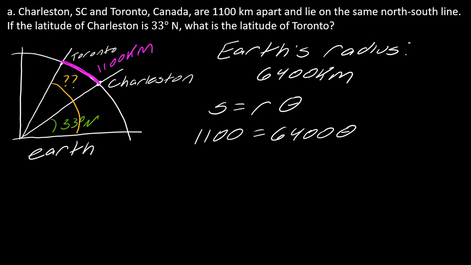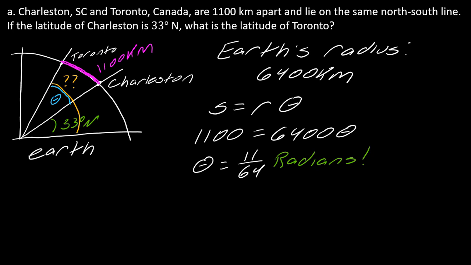Okay, so I have 1,100 for my given arc length. The radius of the Earth is 6,400, and then I just end up with theta. Theta will come out to 11 over 64. And what is that? Remember, that is radians. Very important with these types of problems because latitude is in degrees. So now we're going to have to get this to degrees, right? This theta, like I said, is this little piece in here.